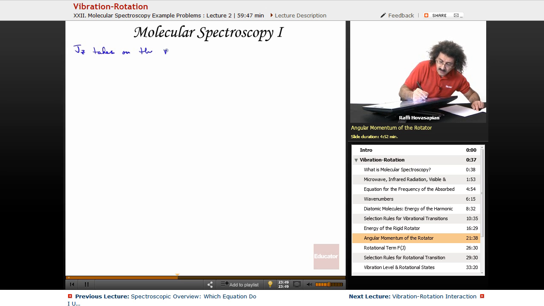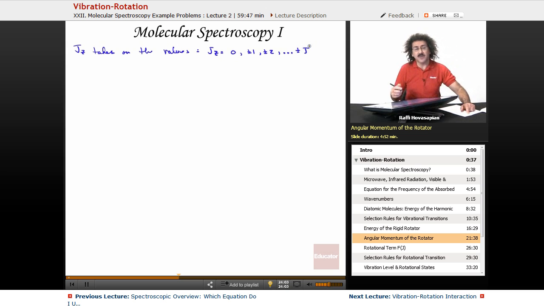Jz takes on the values 0, plus or minus 1, plus or minus 2, all the way to plus or minus J. So if J is 1, then what we have is 1, 0, minus 1. If J is 2, we have 2, 1, 0, minus 1, minus 2. If J is 3, we have 3, 2, 1, 0, minus 1, minus 2, minus 3. It's a projection of the angular momentum vector along the z-axis. All of those orientations in space carry the same energy.